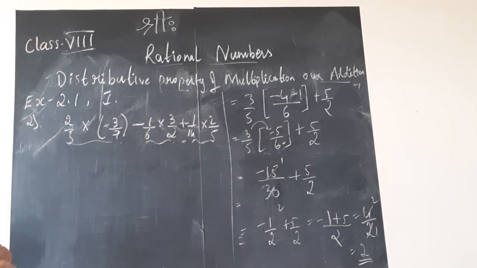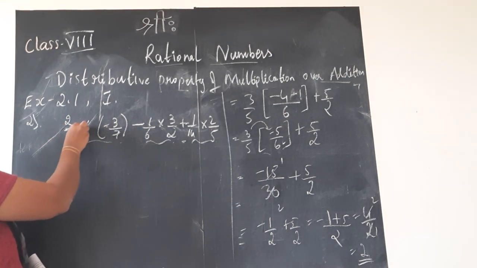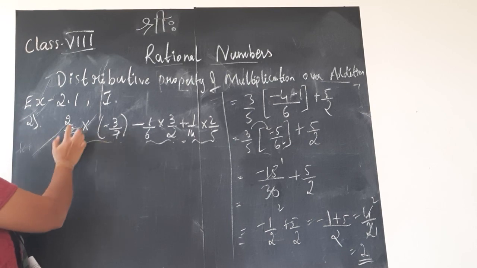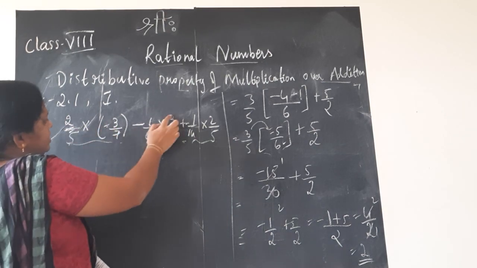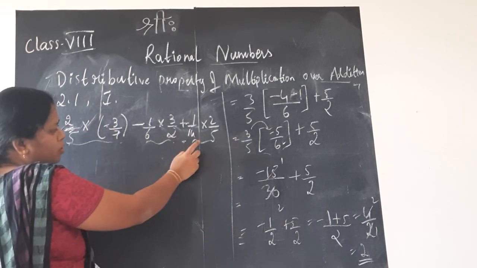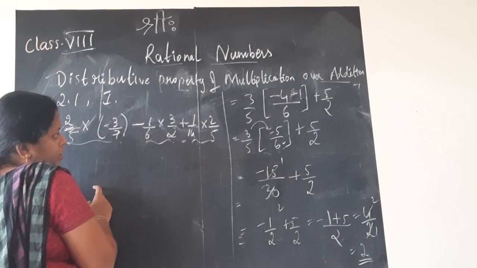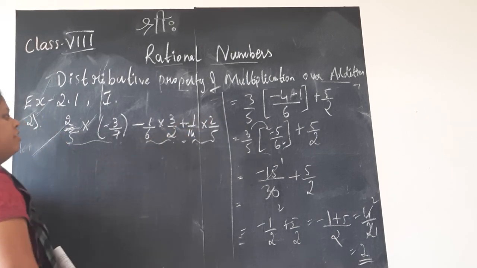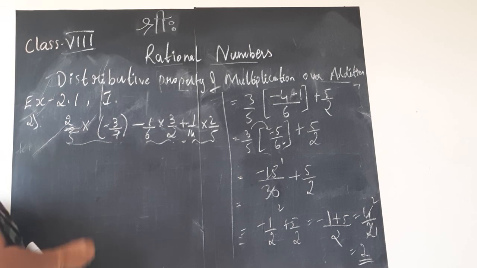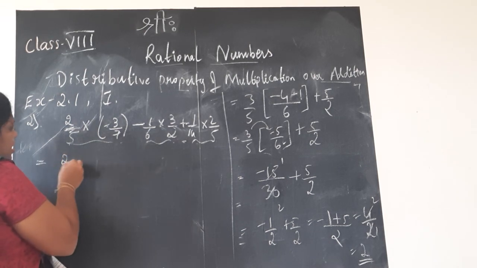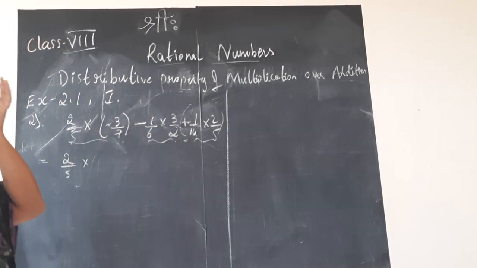In that case what you need to do is, we cannot do like the previous one. So we will search, is there any term which is in common? This term has 2 by 5, 3 by 7. This has 1 by 6, 3 by 2. No term in common. But if you look at the third term with multiplication, it has 2 by 5. So let us group them together. We cannot do like the previous problem, children.